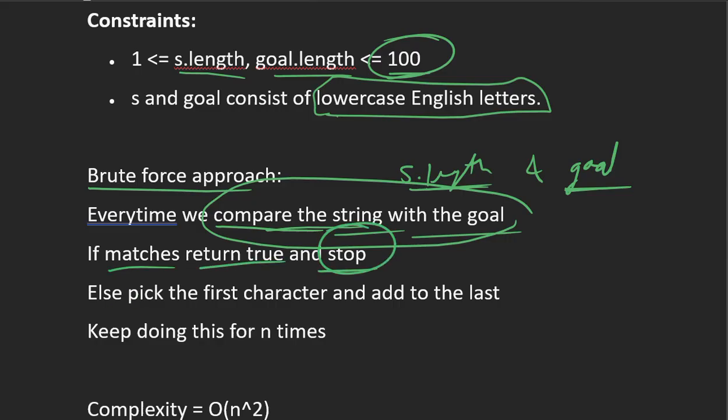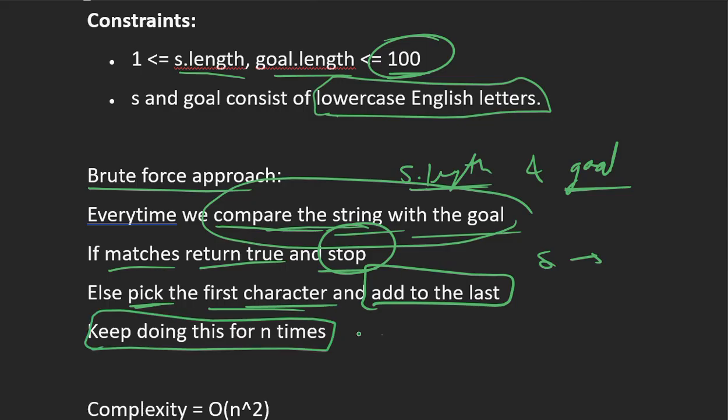Else what we'll do is, we'll pick the first character and add this character to the end of the string s, and then erase the first character, right? And we keep doing this n times. So let's see, suppose we have a b c d e. Then first we compare this string with the goal. If it matches, then we return true. Else we'll make it b c d e a, like we have added the first character to the last, right? Then again we compare this with the goal.